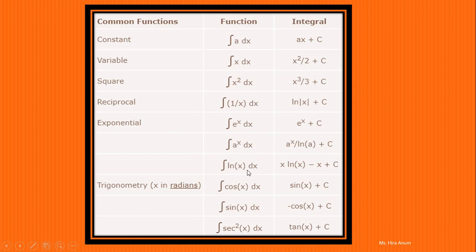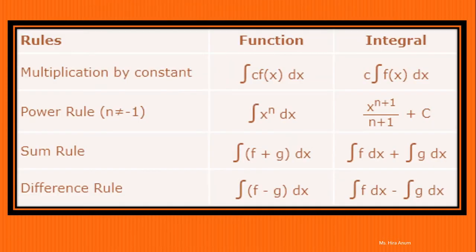The integral of ln x is x ln x minus x plus c. For trigonometric functions, the integral of cos is sine, and the integral of sine is minus cos. The integral of secant squared is tan x, and many other trigonometric functions have integrals. A constant multiple: the integral of c f(x) equals c times the integral of f(x). This is the power rule: integral of x^n dx equals x^(n+1) over n+1 plus c. Then there are the sum rule and difference rule.